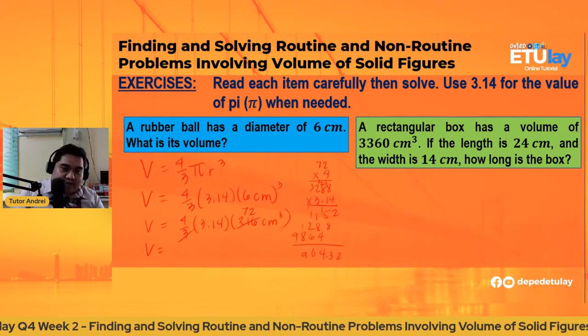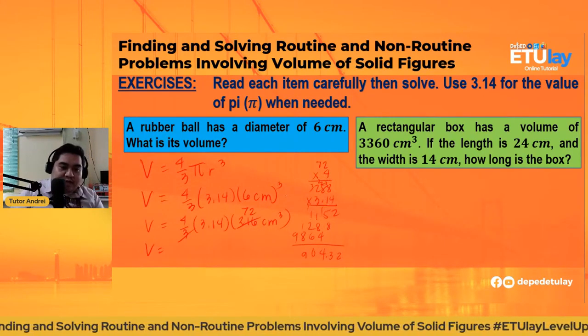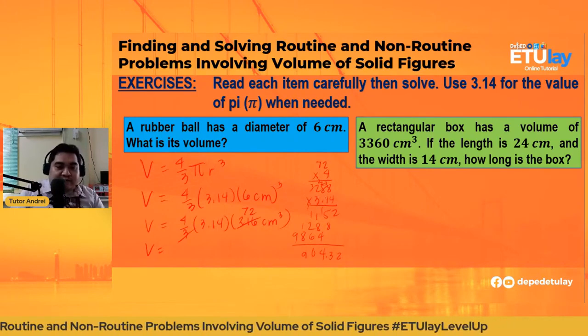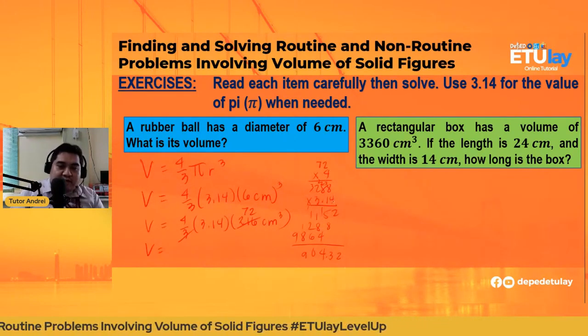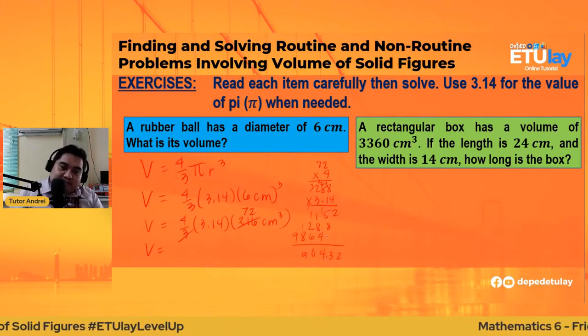Ayan. So again, 72 times 4 is 288. Then multiplied by 3.14. So 32 carry 3. So 35 carry 3 is 1. Okay, so tama naman.